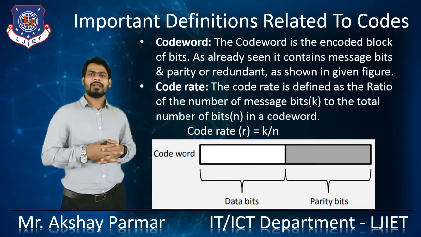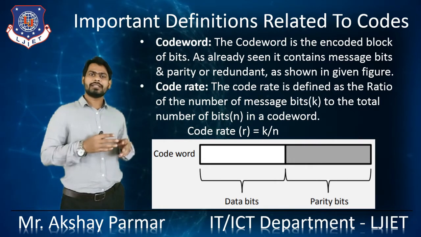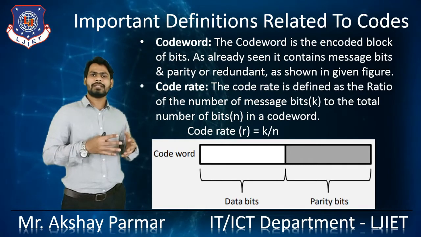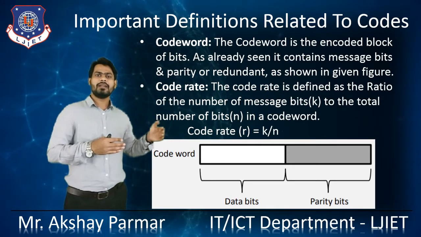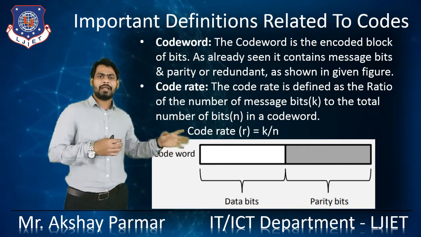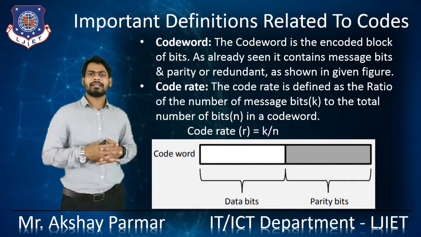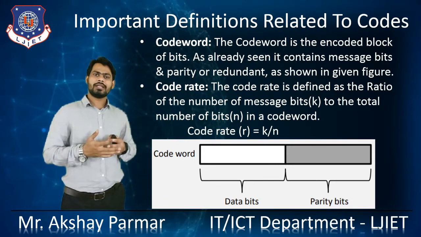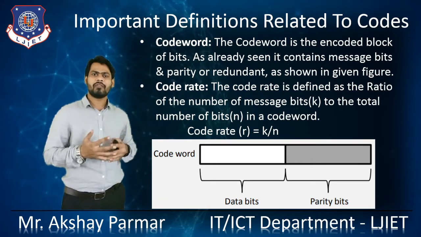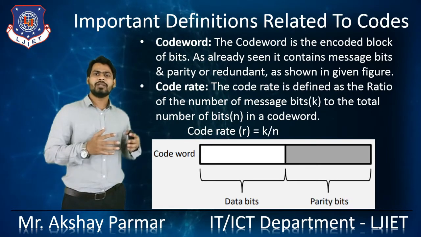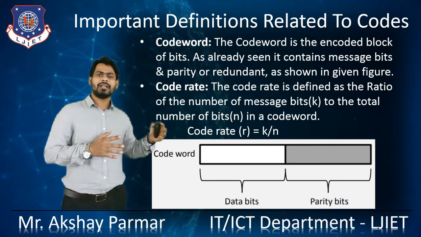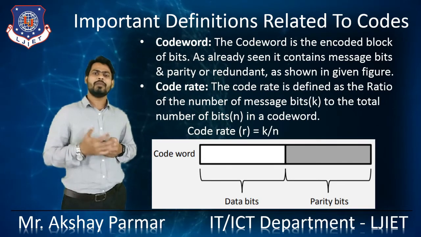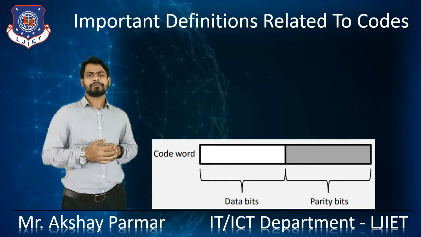Here you can observe what a code word is: an encoded block of bits containing the data bits and the parity or redundant bits combined. The code rate is defined as the ratio of the number of message bits to the total number of bits in that code word. So here is its equation: code rate R is equal to k divided by n.